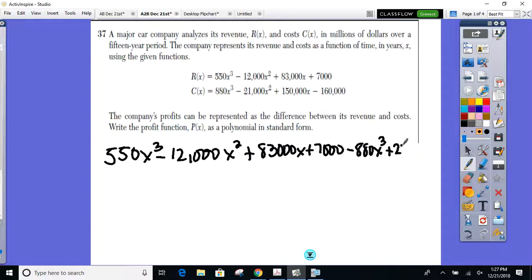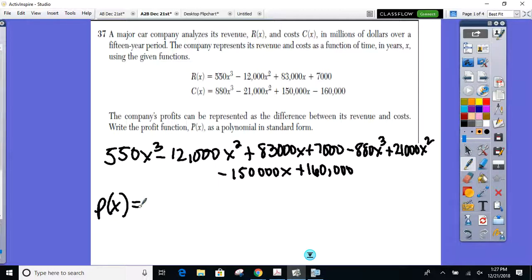Plus 21,000 x squared. Keep going with me. Minus 15,000 x, and then plus 160,000. Does everyone see that? When you're subtracting it, you have to distribute the negatives first. So go ahead right now, grab a calculator if you need to, and let's figure out what the profit one's going to be. Combine all your like terms now. That's all we're doing. Combine your like terms.